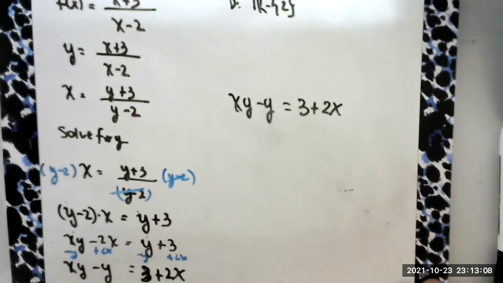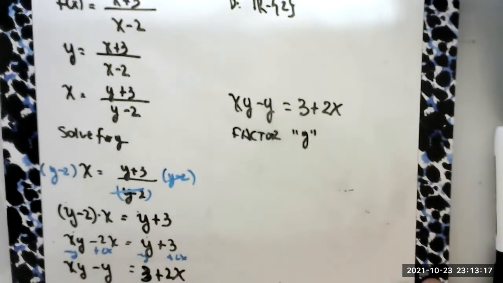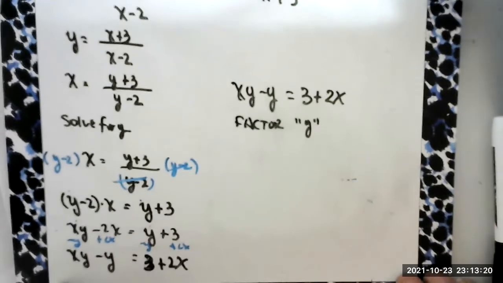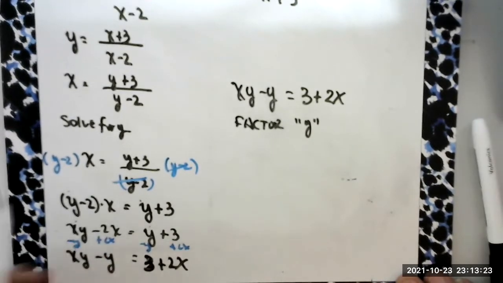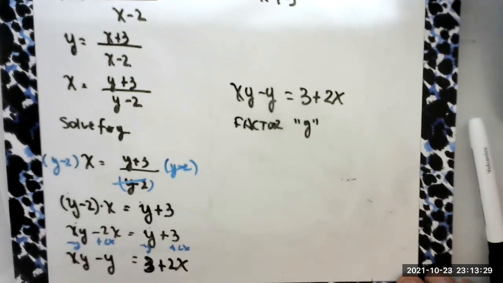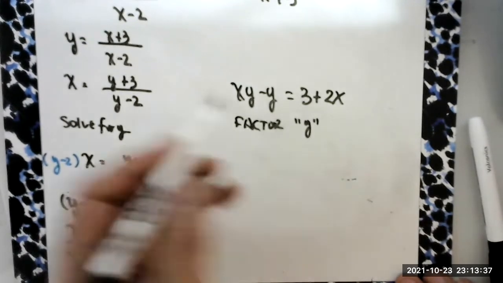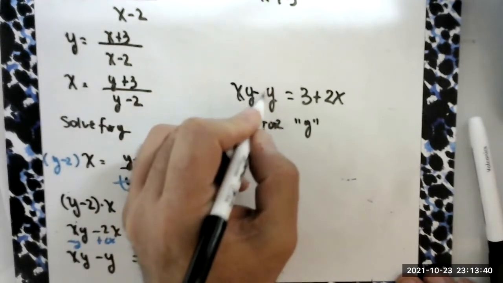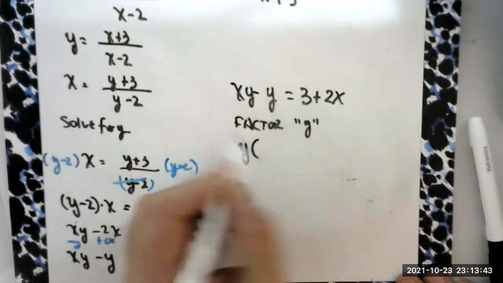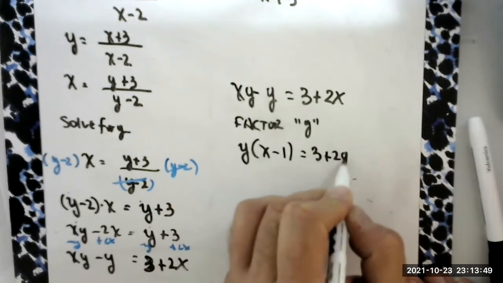And this is the key. Once you move all the terms that contain the y to one side of the equation, we must factor the variable y. Those are the two key steps. Once you distribute, rearrange all the terms such that all the terms that contain the y are on one side of the equation, and then you proceed to factor. So let's go ahead and factor the y. If you remember, folks, there's an invisible one here. So if I were to factor out the y, it will be y times (x - 1) equals 3 + 2x.